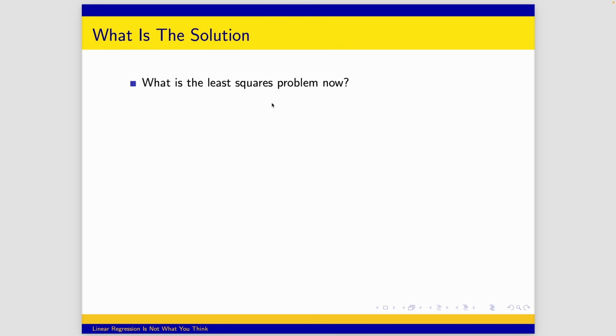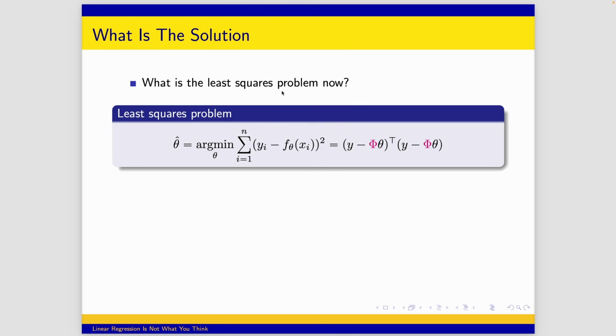So what is the least squares problem now? Well, the only thing that has changed is we have swapped x for phi. We still want to solve this problem. We want to find the squared residuals between our data point yi and the prediction f theta at xi using this new model with these new functions, summed over all data points, which is still y minus design matrix times theta, transposed, dot product with itself.